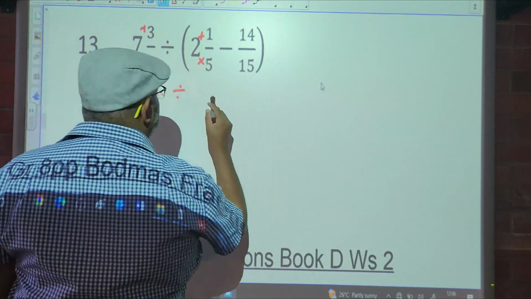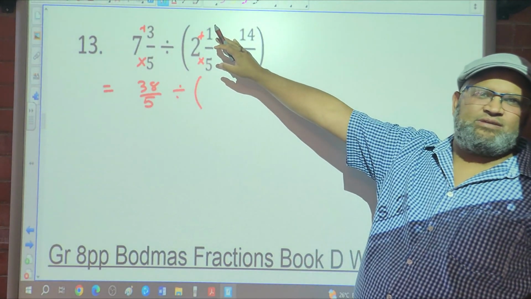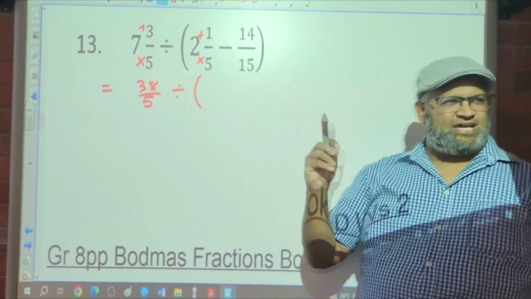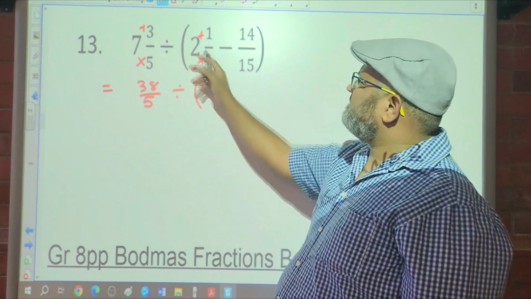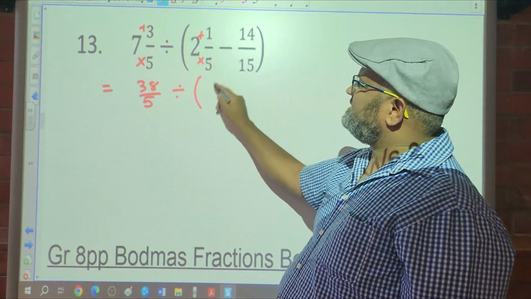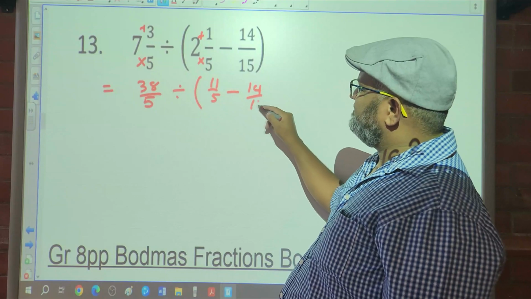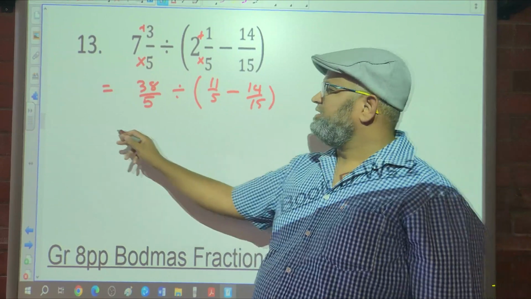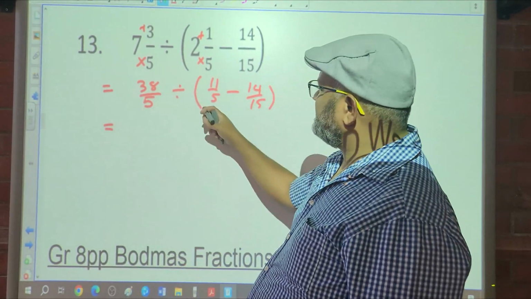Must be divided by. So I don't have one term inside this bracket yet. One fraction. So I have to retain that bracket until I get to that stage. So what's 5 multiplied by 2? 10 plus 1 is? 11 over 5. Minus 14 over. So what needs to be done now? The brackets again.